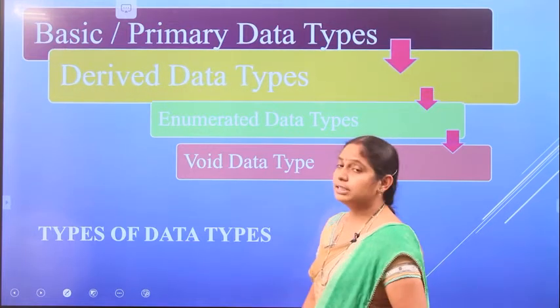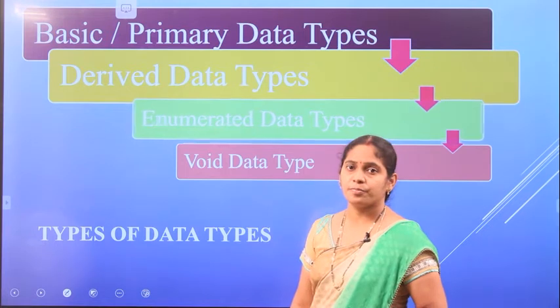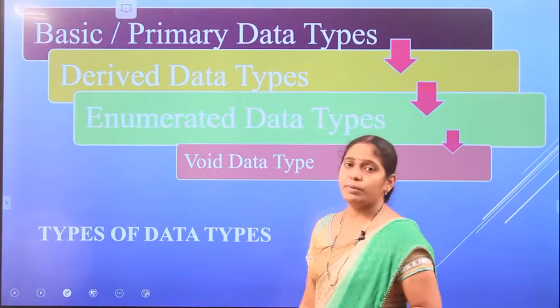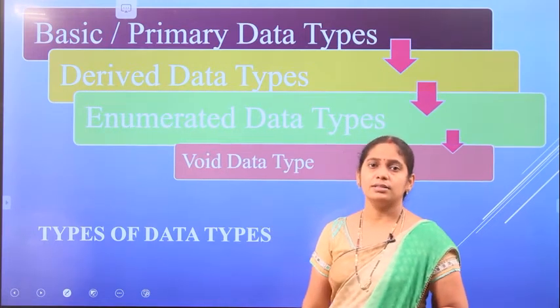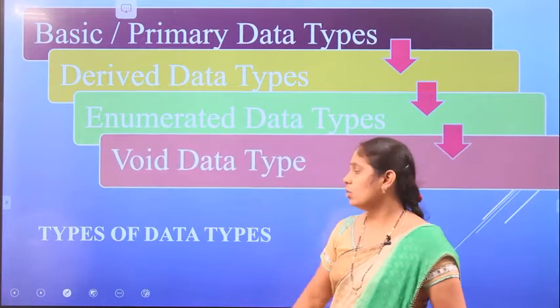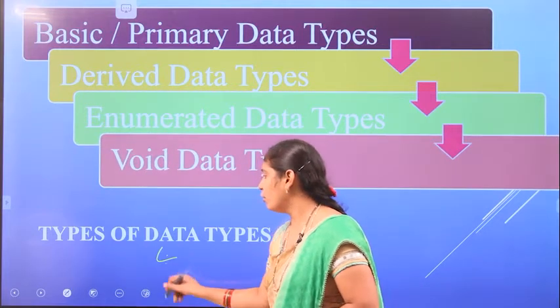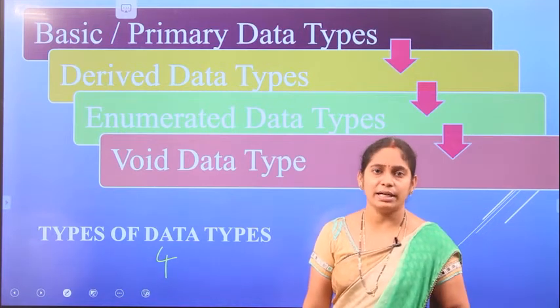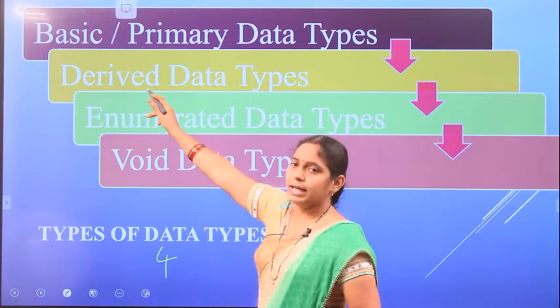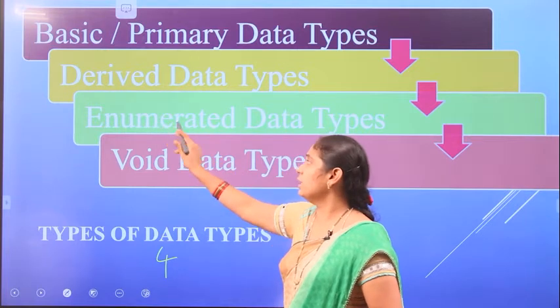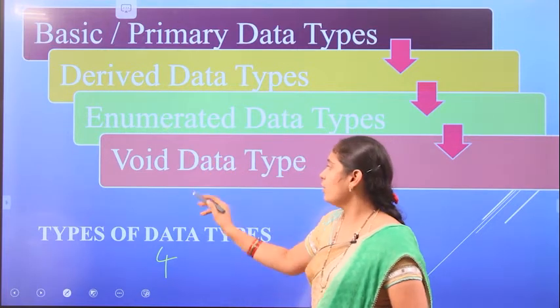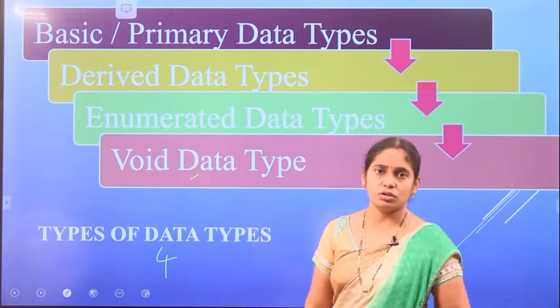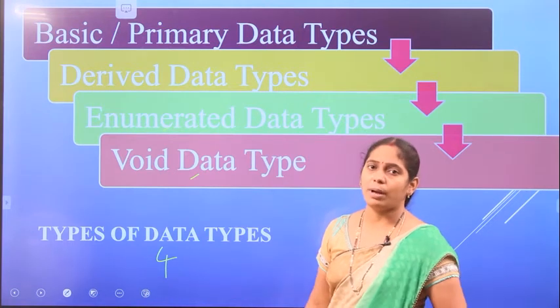Next one is derived data types, followed by enumerated data types and void data type. So data types, totally we have 4 types. The first one is basic or primary data type. Second, derived data type. Third, enumerated data type, followed by void data type. So these are the 4 types. Now see one by one.